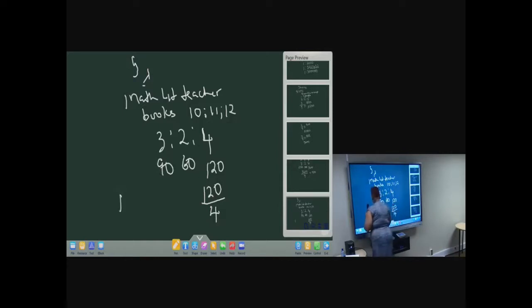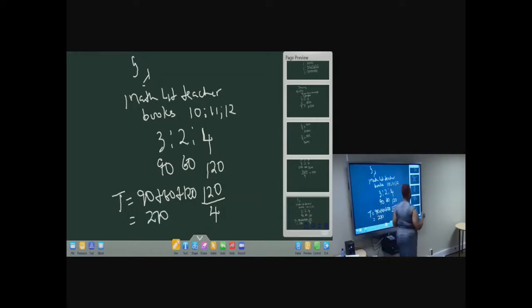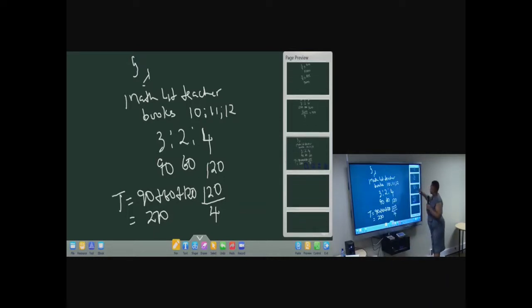And the total number of books now will be 90 plus 60 plus 120. And then you add on your calculator and you get the total, which will be 270. That is very important in as far as application of percentages is concerned.